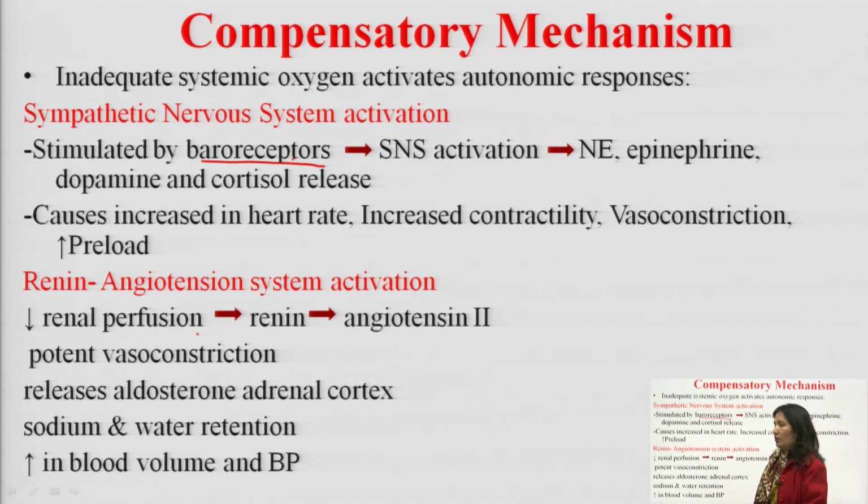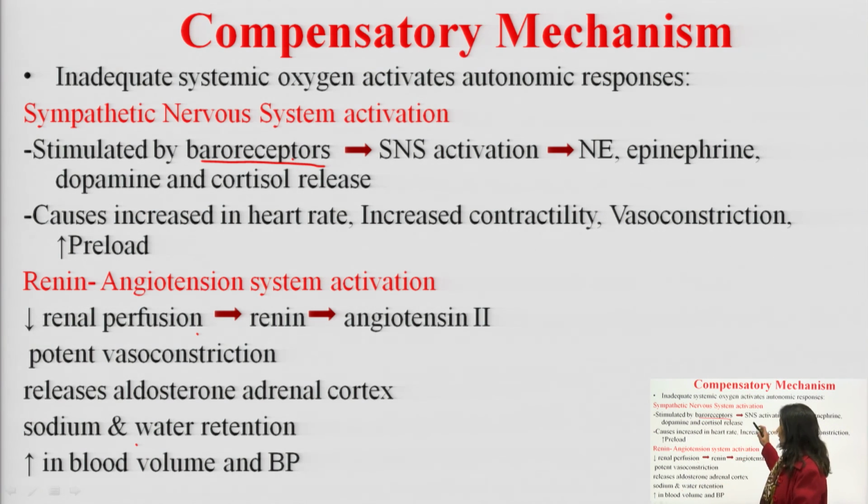Reduced renal perfusion also activates renin release from the JG cells of the kidney. Renin, through the renin angiotensin system, will cause release of angiotensin 2. Angiotensin 2 is a potent vasoconstrictor. It releases aldosterone from the adrenal cortex that would result in sodium and water retention and increase in blood volume and BP.